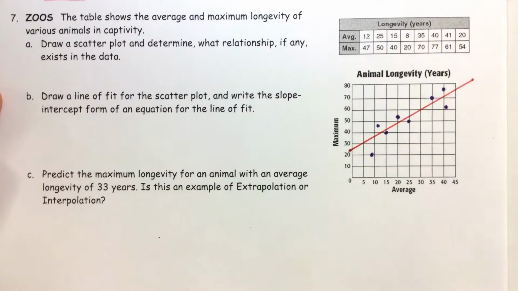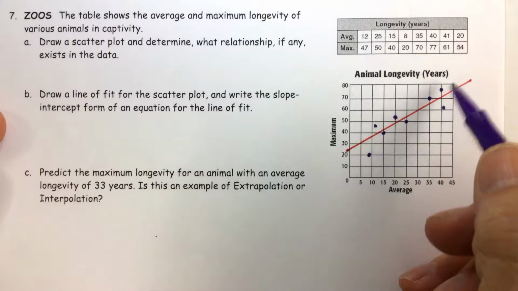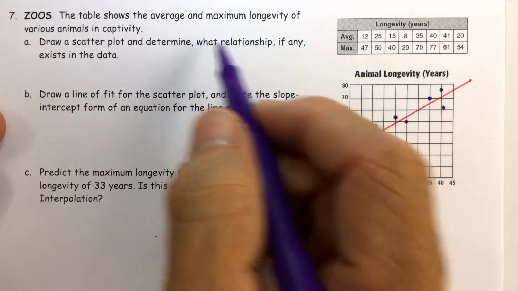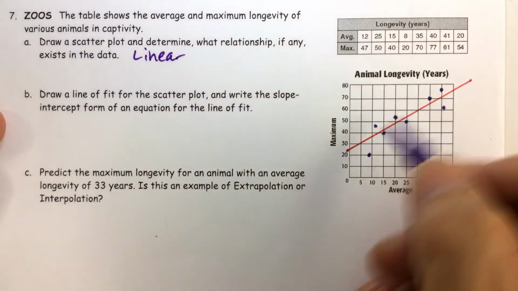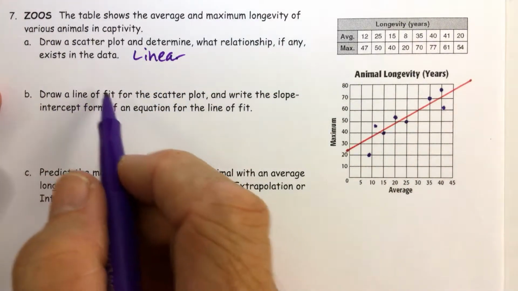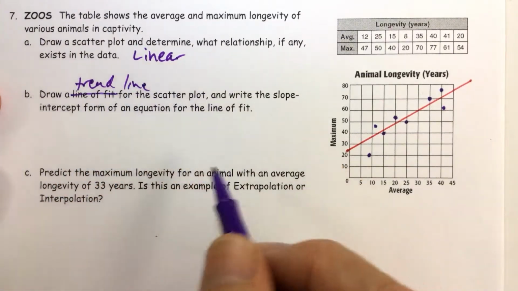So for problem number 6, just drawing the scatter plot, we drew a line through there. It says what relationship, if any, that's linear. Okay, it appears linear. And then draw a line of fit. Again, trend line for the scatter plot and write the slope-intercept form.